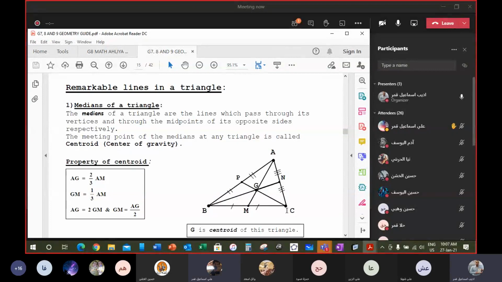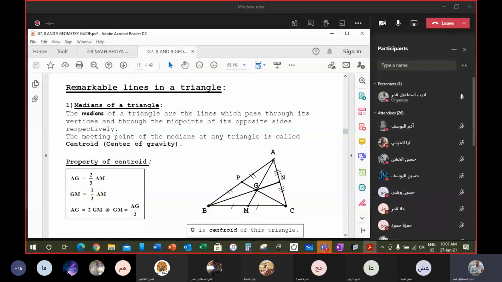The median in a triangle is the segment drawn from the vertex to the midpoint of the opposite side. يعني BC is the opposite side لل A، بياخذ الميد بوينت تبعه بوصل ل A، AM is the median.